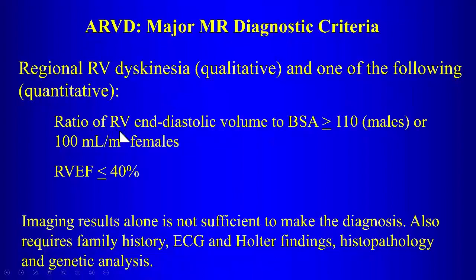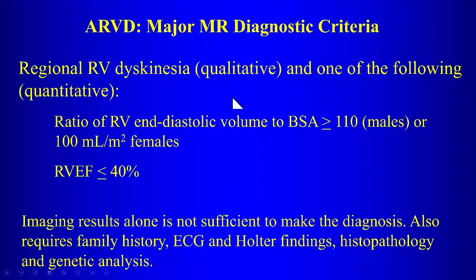So either this increased right ventricular end diastolic volume index, and we have these numbers for males and females, or reduced right ventricular ejection fraction. So either of those combined with regional right ventricular dyskinesia, that fulfills major MR diagnostic criteria for the diagnosis. So this is what you're looking for to make the diagnosis. However, it's important to realize that imaging alone is not sufficient to make the diagnosis. So it also requires family history, ECG and Holter findings, sometimes histopathology and genetic analysis. So it's a complicated diagnosis, and I would refer you to the literature if you're interested in that.